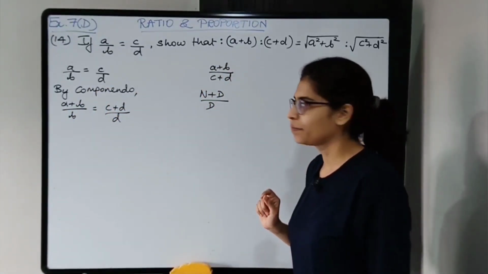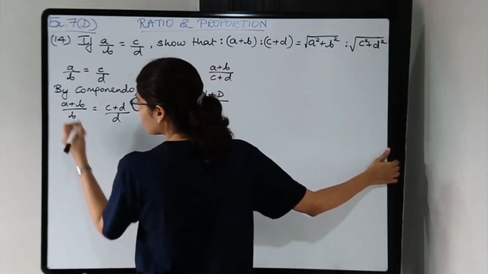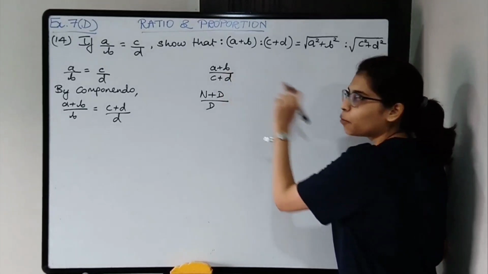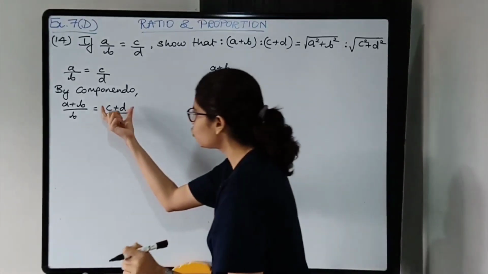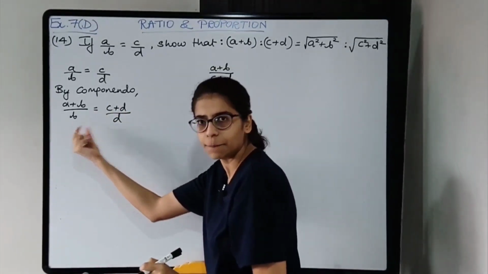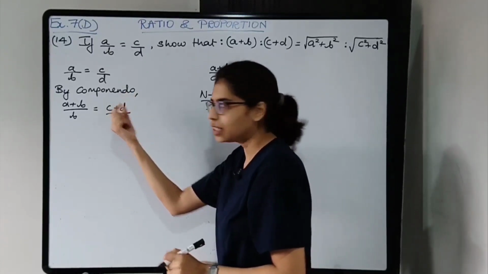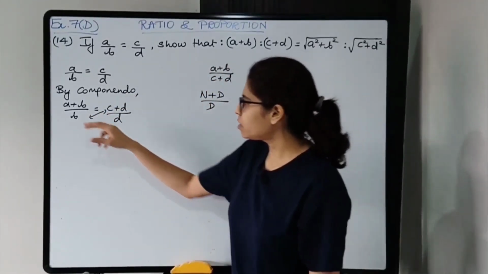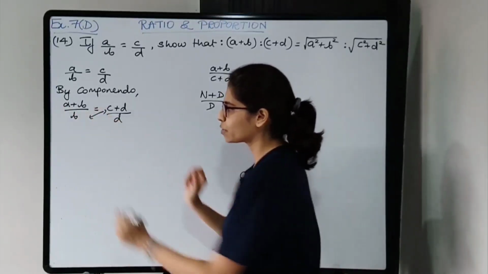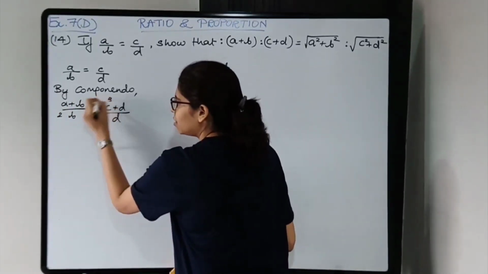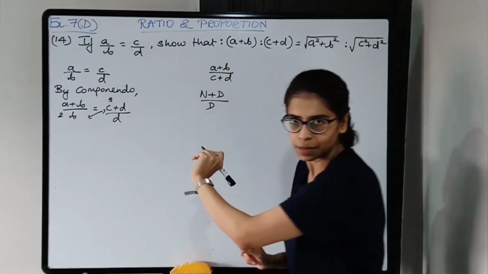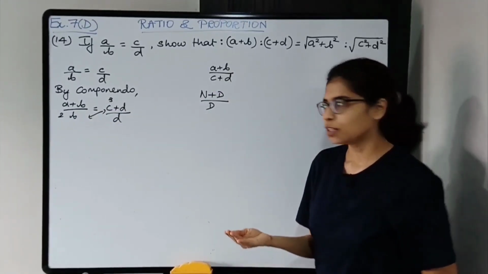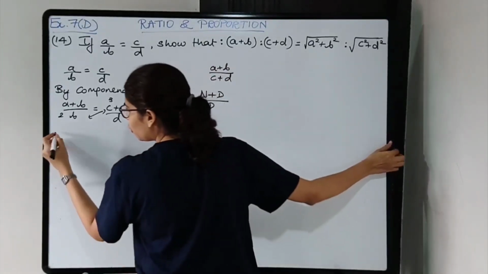All right. Now we have A plus B, C plus D. We need A plus B upon C plus D. So let's shift C plus D over here and B over here. Okay? We will interchange these two. So whenever you interchange the second and third terms, it is nothing but alternando. Okay, so you are using the property of alternando.